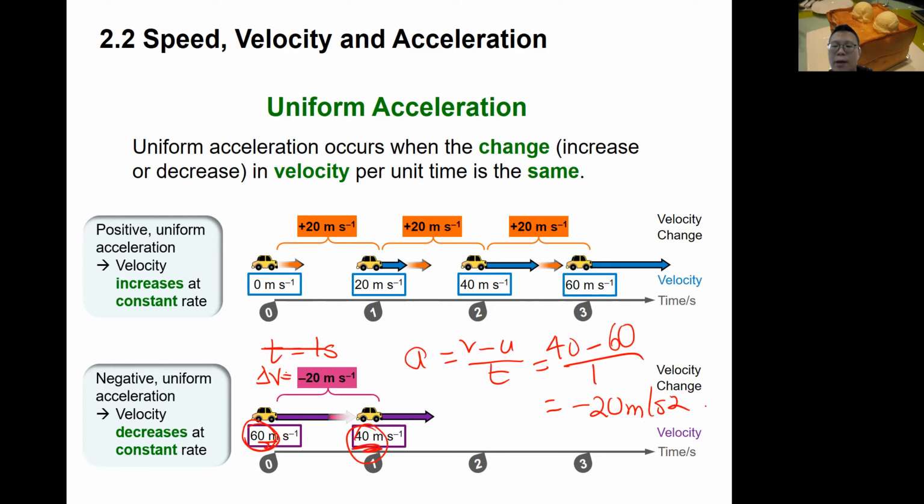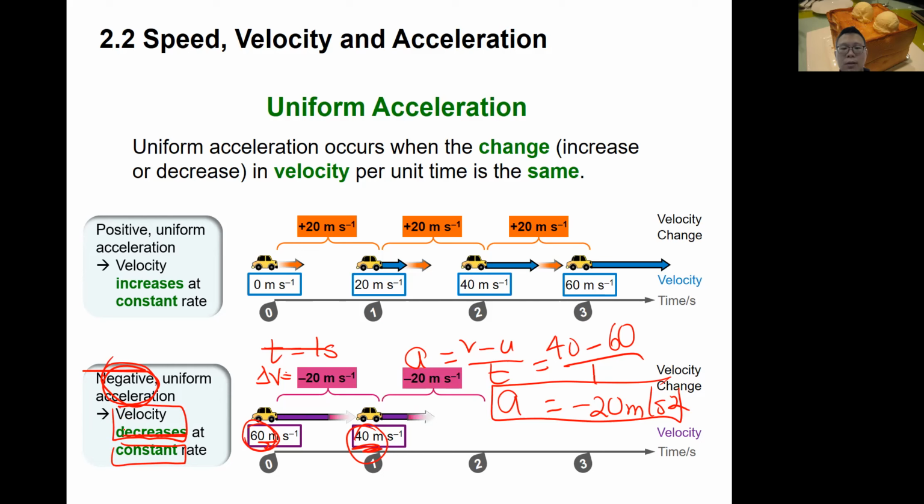What is this number trying to tell us? It's telling us that the speed of the object actually drops. Remember, there's a negative sign. It drops, or reduces, by 20 meters per second in 1 second. So when we say we have a negative acceleration, it means the speed slows down at a constant rate. Every 1 second, it will drop by 20.